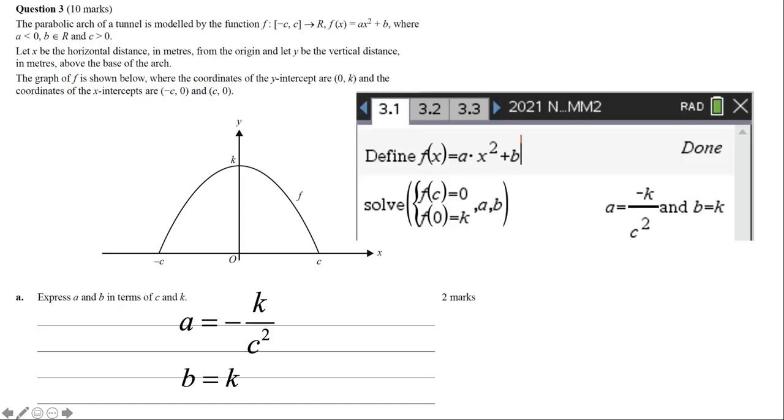And if you substitute f of c equals 0 with your given rule of the parabola and solve simultaneously, you could directly get a equals minus k over c squared. And notice the minus here, a is less than 0. So you have to have a minus in the front, okay?